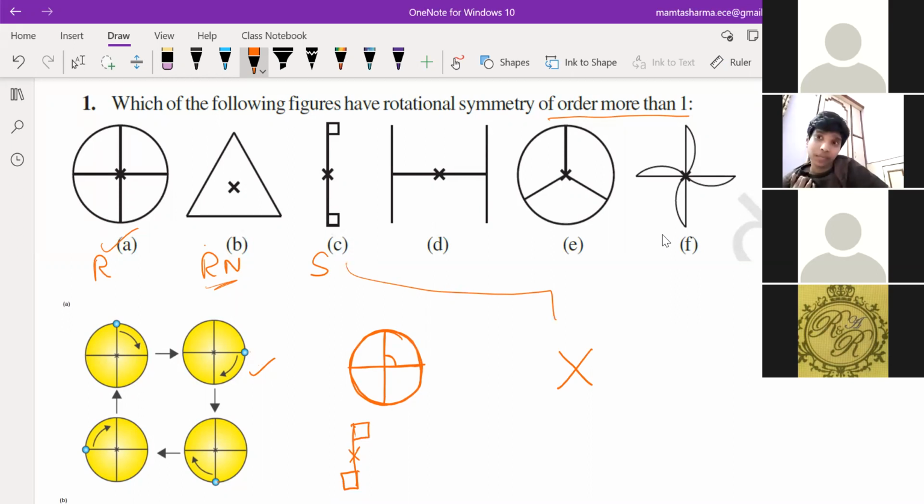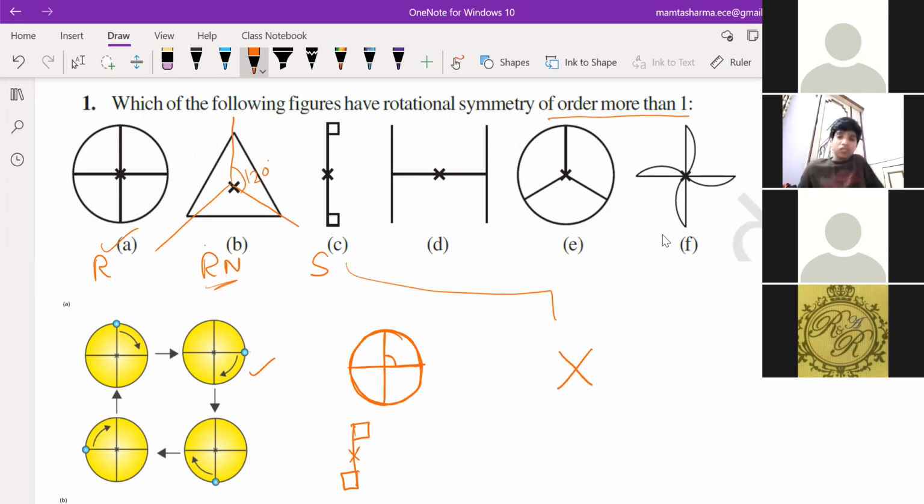4. No, not correct. Wait. If it is rotated 3 times by an angle of 120 degrees, then it will look the same. Okay, the angle of rotation would be 120 degrees.